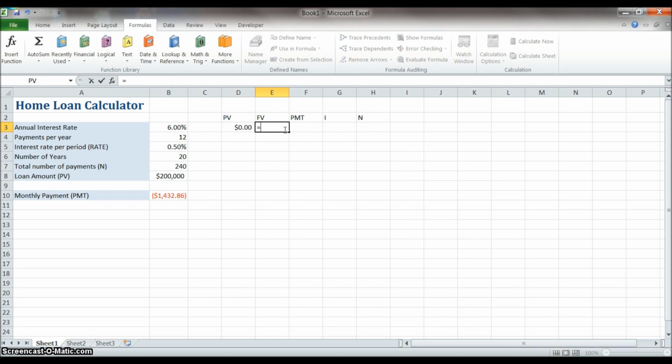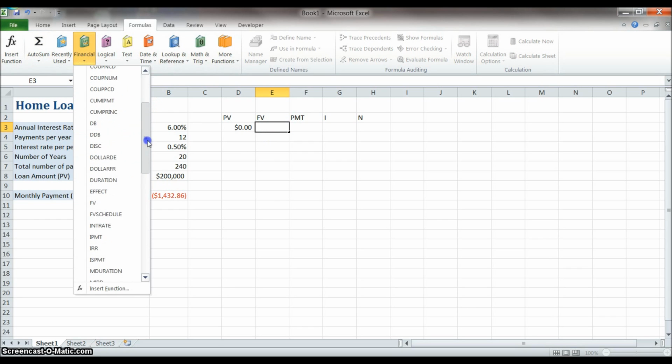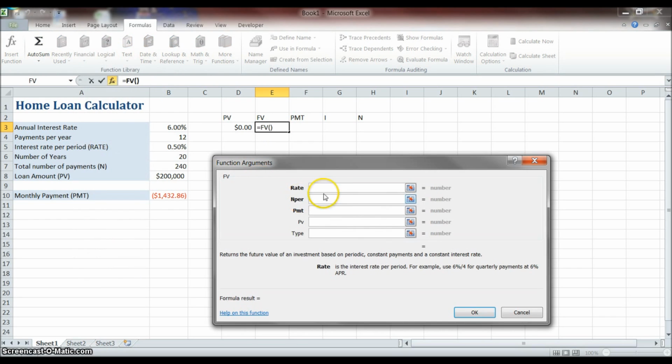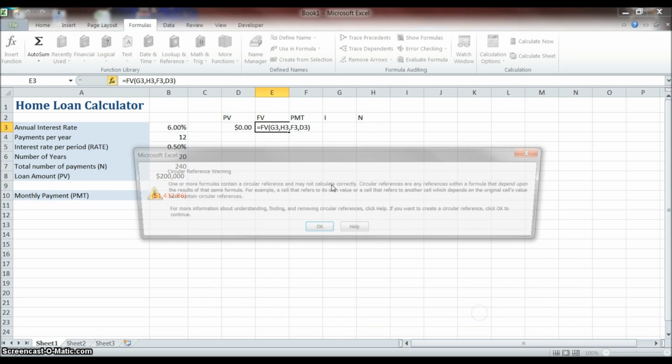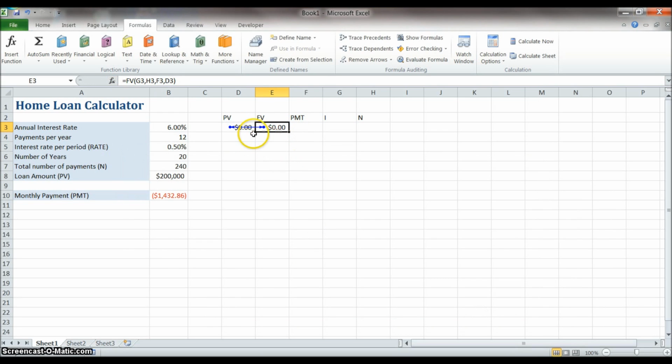And for this one, do the same thing. So we're going to use the future value function with the rate, the number of payments, the amount of each payment, and the present value. Okay. Circular reference warning. I'm going to go ahead and say OK for that now. So it's saying that these two cells rely on each other. I think that should be all right. Well, we'll have to see as we continue.